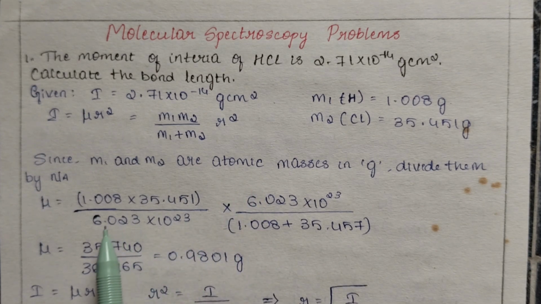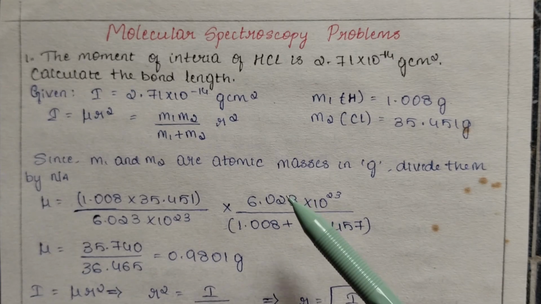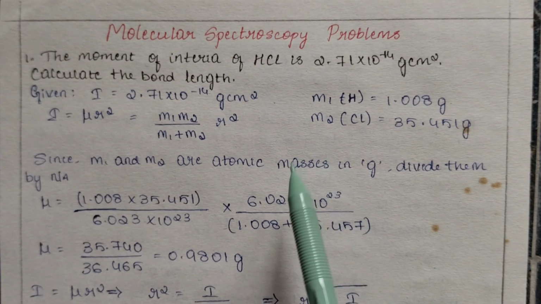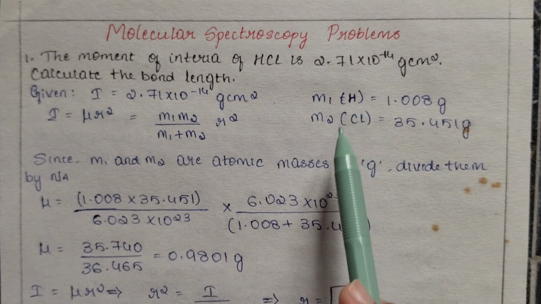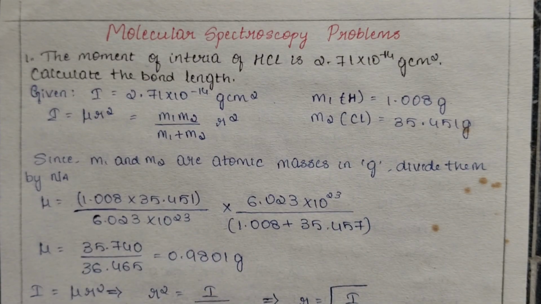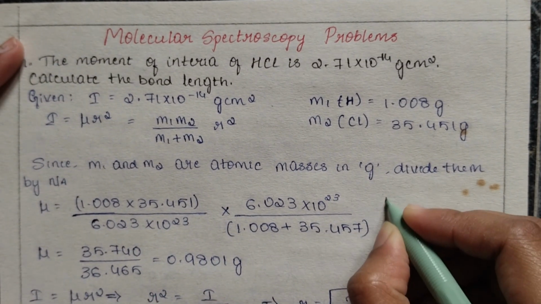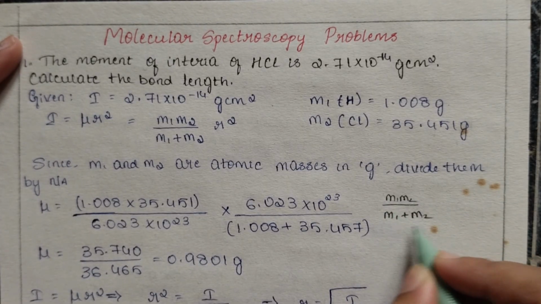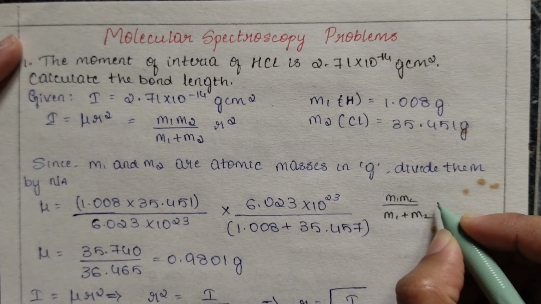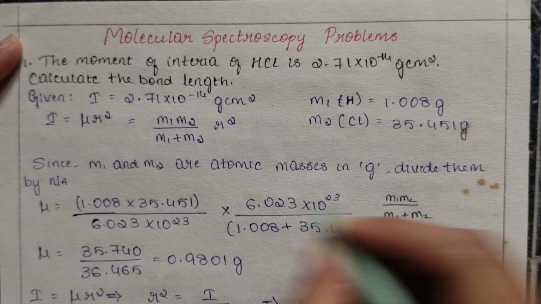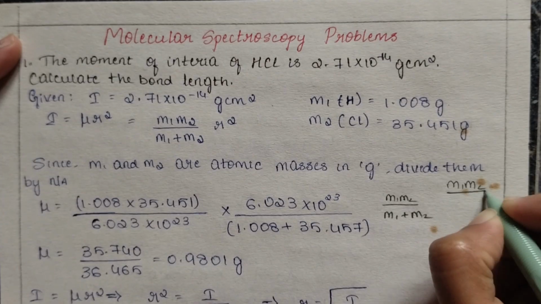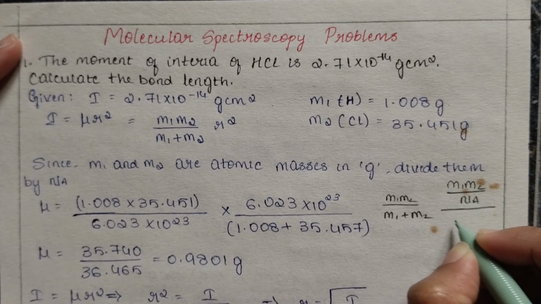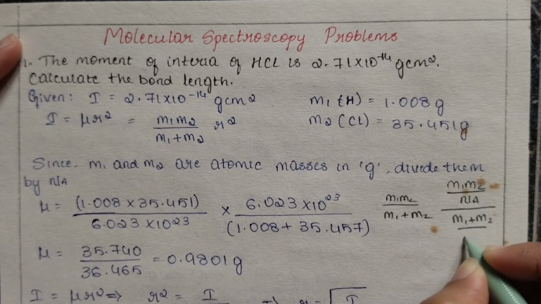And why we are dividing them by the Avogadro number is because we need to calculate for one single molecule of HCl. So we need to know the mass of one atom. Hence we need to divide them by the Avogadro number. Since the formula is m1 m2 whole divided by m1 plus m2, if we divide this, we get m1 m2 by Na, whole divided by m1 plus m2 by Na.